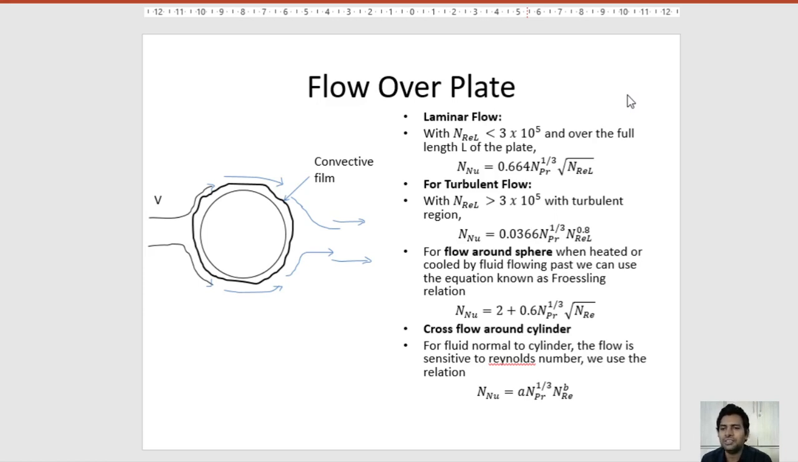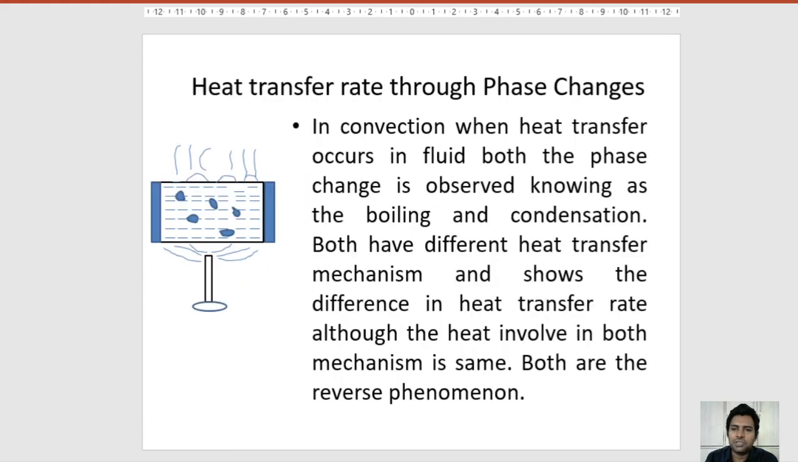For flow around a sphere, when heated or cooled by the fluid flowing past, we can use the equation known as the Frossling equation or Frossling relation, that is also mentioned below in the correlations. Cross flow around the cylinder, that means for fluid normal to the cylinder, the flow is sensitive to Reynolds number. We use the relation Nusselt number is equal to A into Prandtl number raised to 1 by 3 and Reynolds number raised to B. If we consider again the different applications of convection, we must not ignore the heat transfer rate through the phase changes.